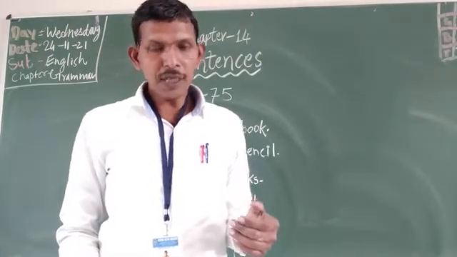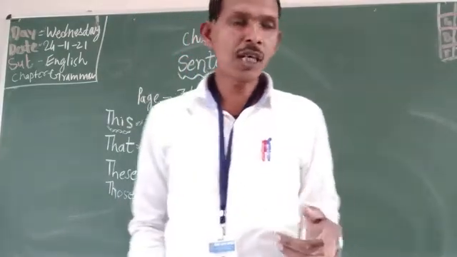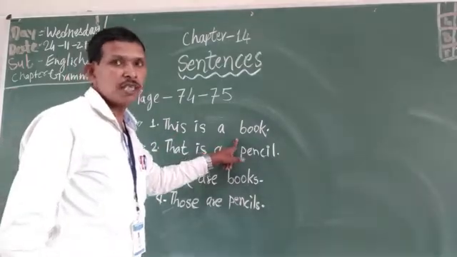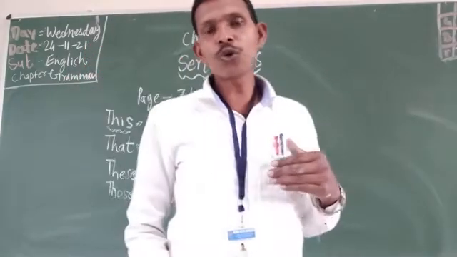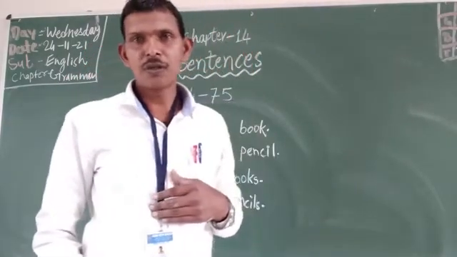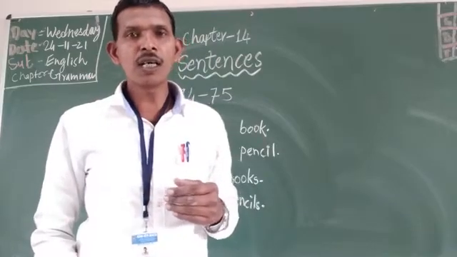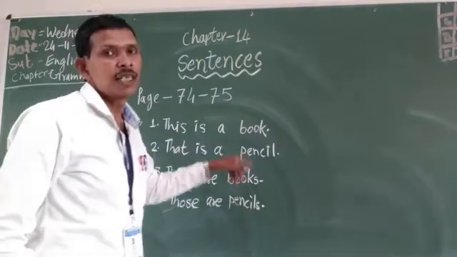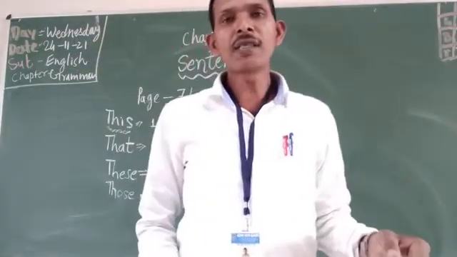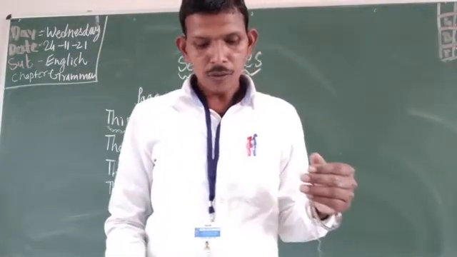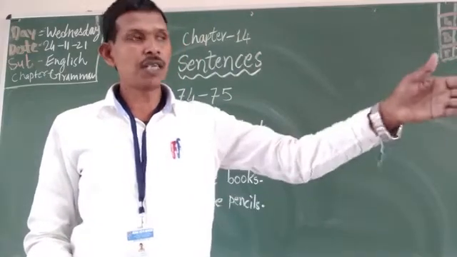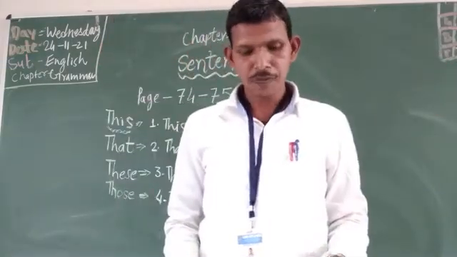Okay. It means if you see the example here, this is a book. It means the book is close to us, near to us. Okay. Now you can see another example. That is a pencil. It means that pencil is far from us, at some distance.